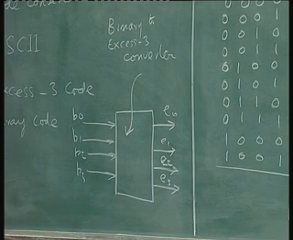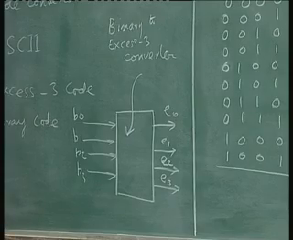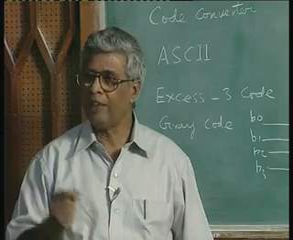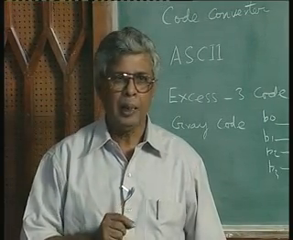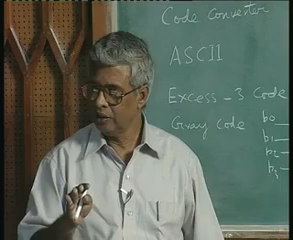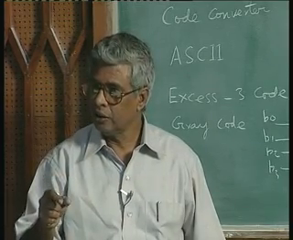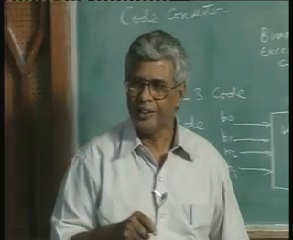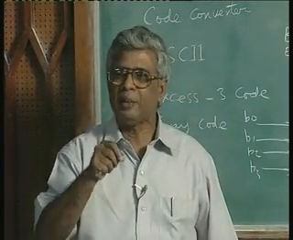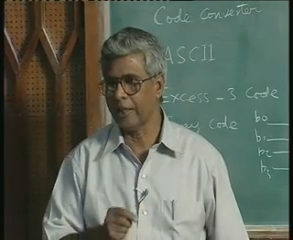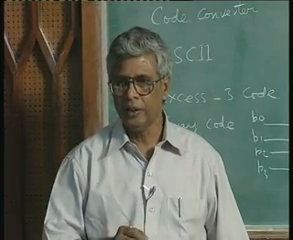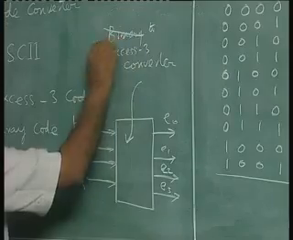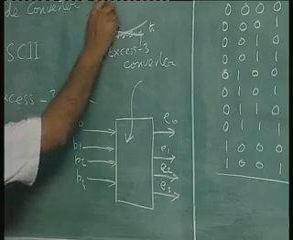Binary means natural binary, which can go from 0 to infinity, any higher value. But I am going to restrict it from 0 to 9. That means I am going to have only decimal numbers, but represented as binary digits. Decimal numbers 0 to 9 are my interest, but I cannot handle 0, 1, 2, 3, 4 etc. in a computer. I need only zeros and ones. So I convert my 0 to 9 into bits. Strictly speaking, I should not call this a binary to XS3 converter, I should call it a BCD to XS3 converter.